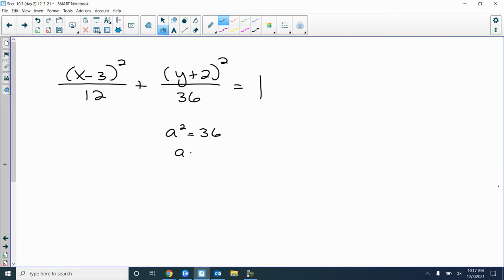And then a is 6. Well, what's b squared? Well, b squared is 12. B would be the square root of 12, or what is it, 2 square root of 3? All right, that can happen.